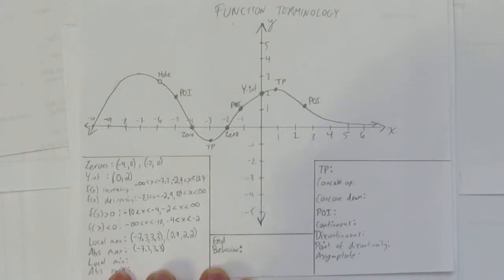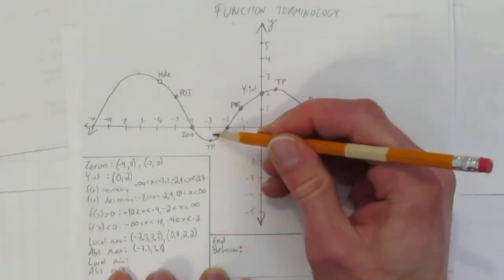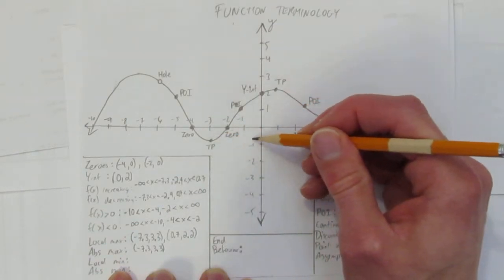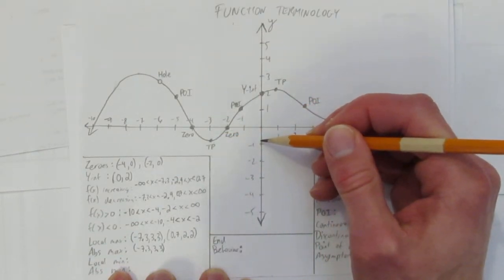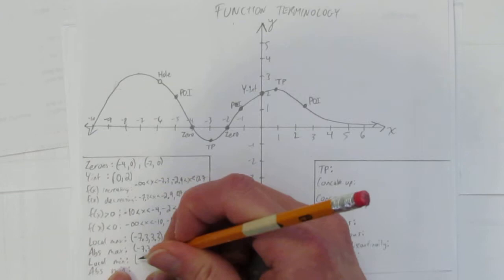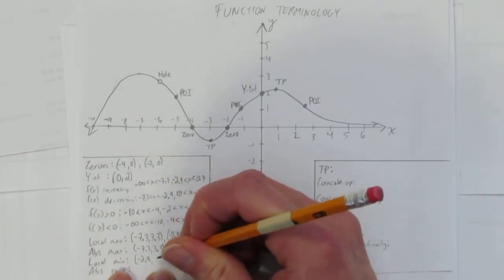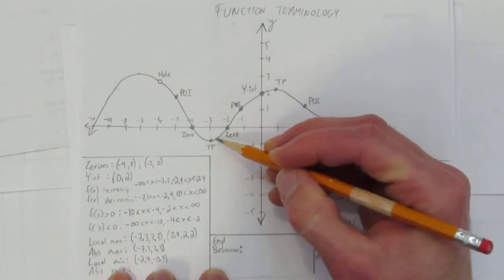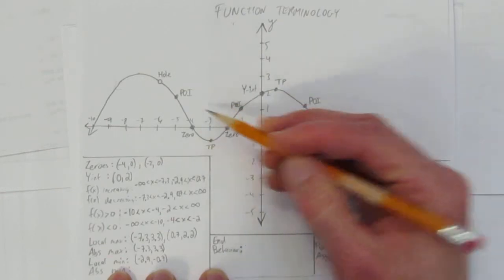Where does this function get lowest? Well, it's got this one valley here. Looks like -2.9, maybe -0.7. Again, that doesn't mean it's its lowest ever. It's just that local valley in between some mountains.